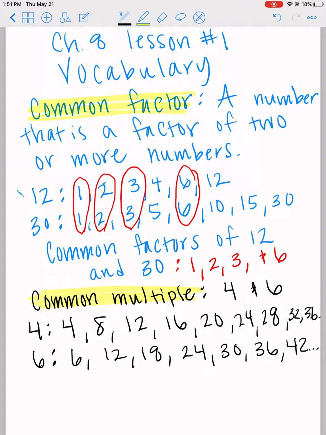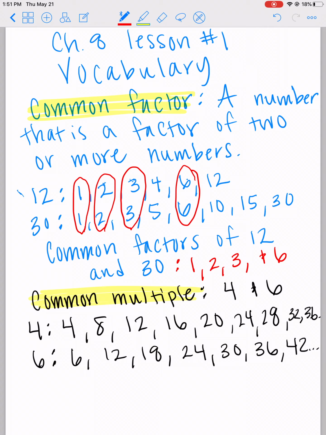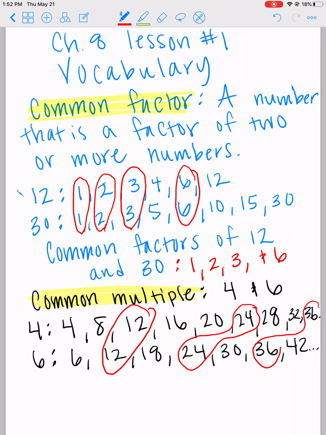Come on. I'm going to change to red. We're going to circle the common multiples, okay? So this is like counting by 4s, counting by 6s. But let's see what they have in common. 6 doesn't have a 4, and 4 doesn't have a 6. There's no 8 in common. So they have a 12 in common, a 24 in common, a 36 in common, and that's it.